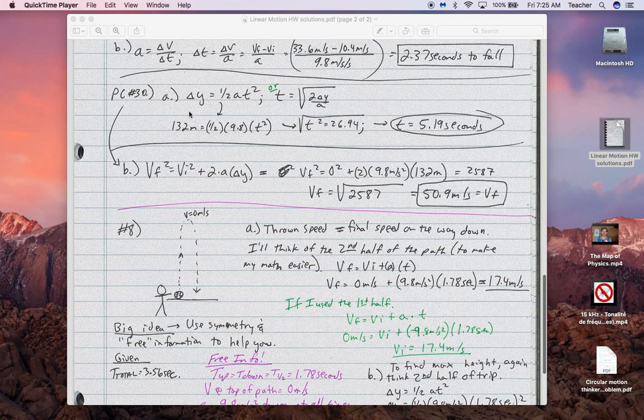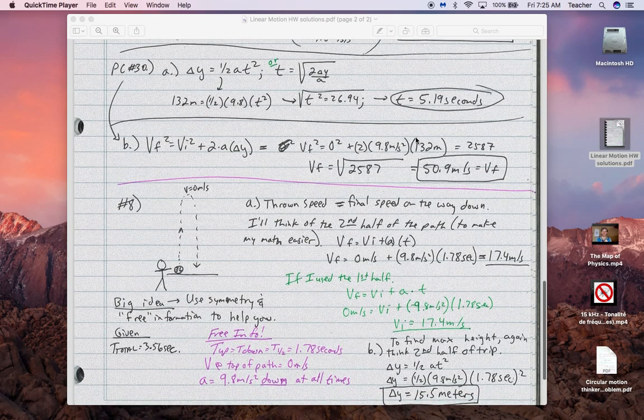For PC 30, I'm looking at an object in free fall a certain distance, so again, it's just this. This is the rearranged version of the formula. You've got to be really careful when you're squaring or square rooting something. And so that ends up being around 5.2 seconds.